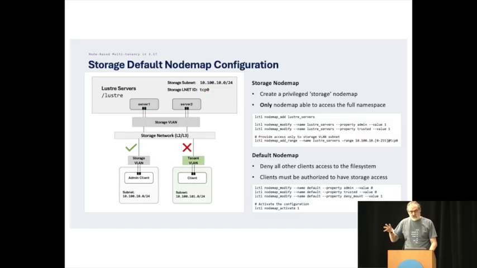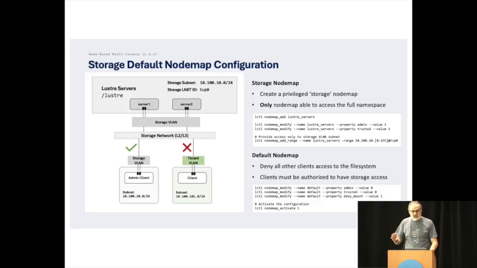And so in order to make this work, we have to create a node map for the servers so that the servers have access to all of the other servers, and the admin client or the storage admin client can access the actual underlying file system. So this node map is specific for just the storage VLAN and not accessible.